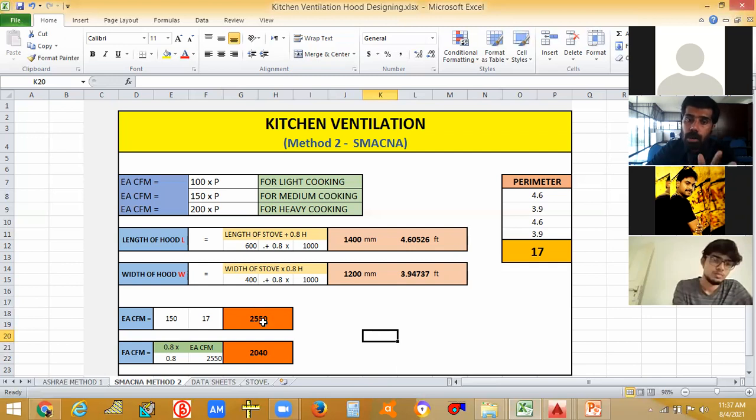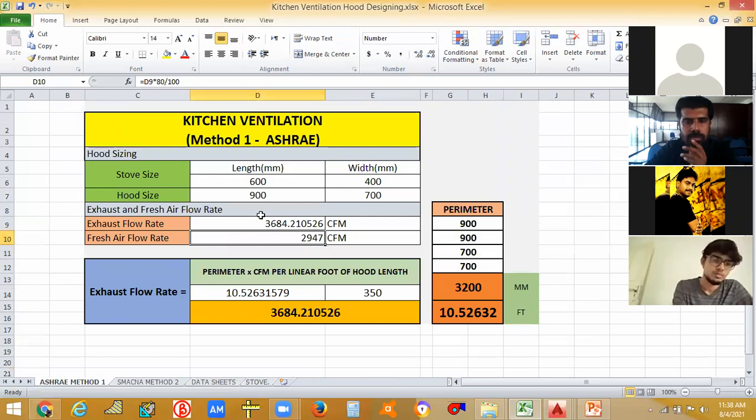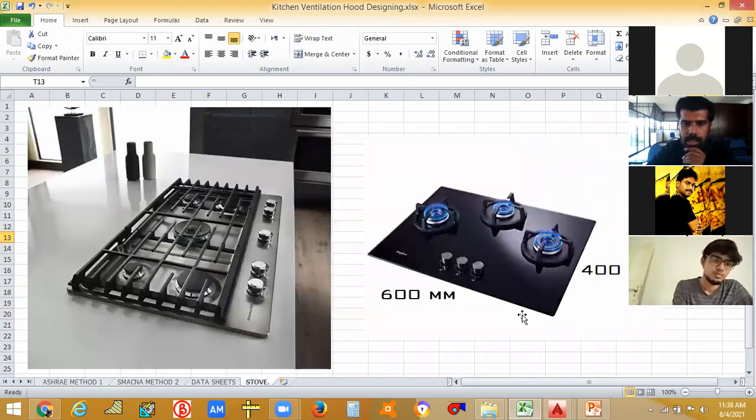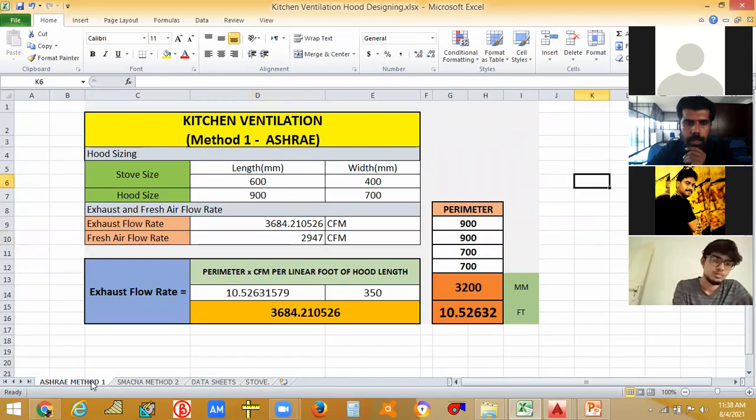Now we have another method to find the size of the hood. That is the ASHRAE method. I have already written this, so I will just explain. The length of the stove is 600 and the width of the stove is 400. That we have already seen here, right? Length is 600, width is 400.